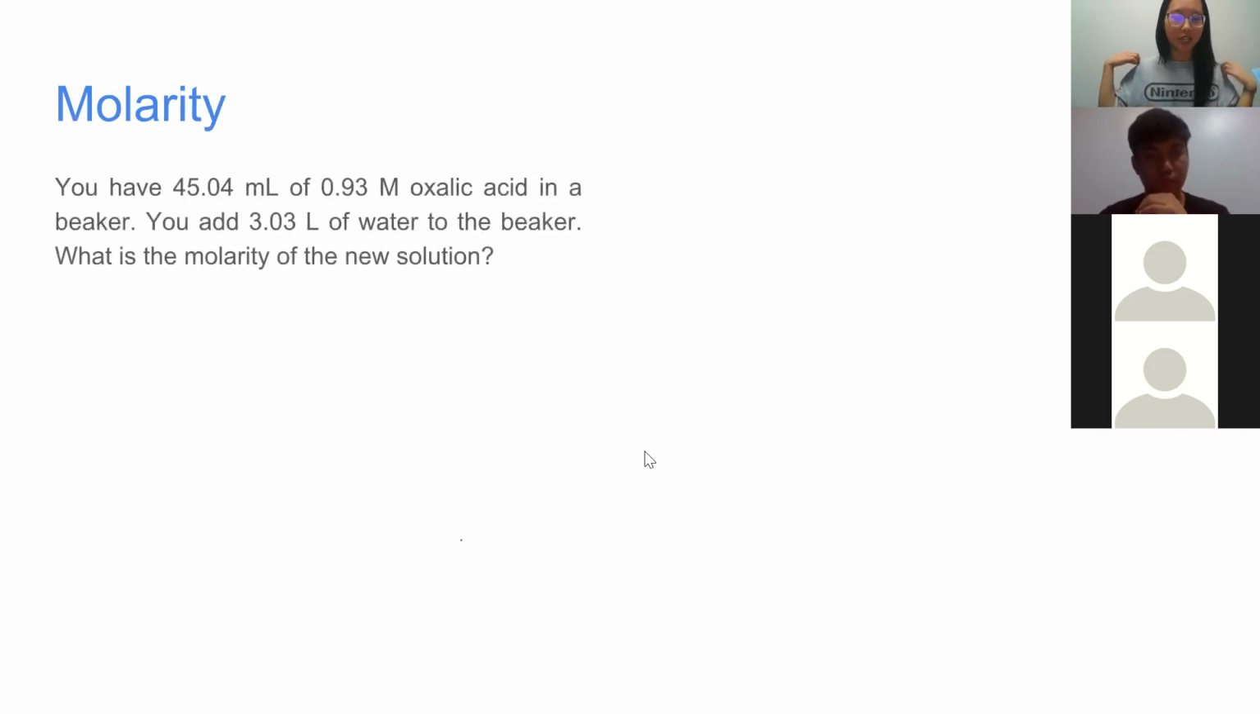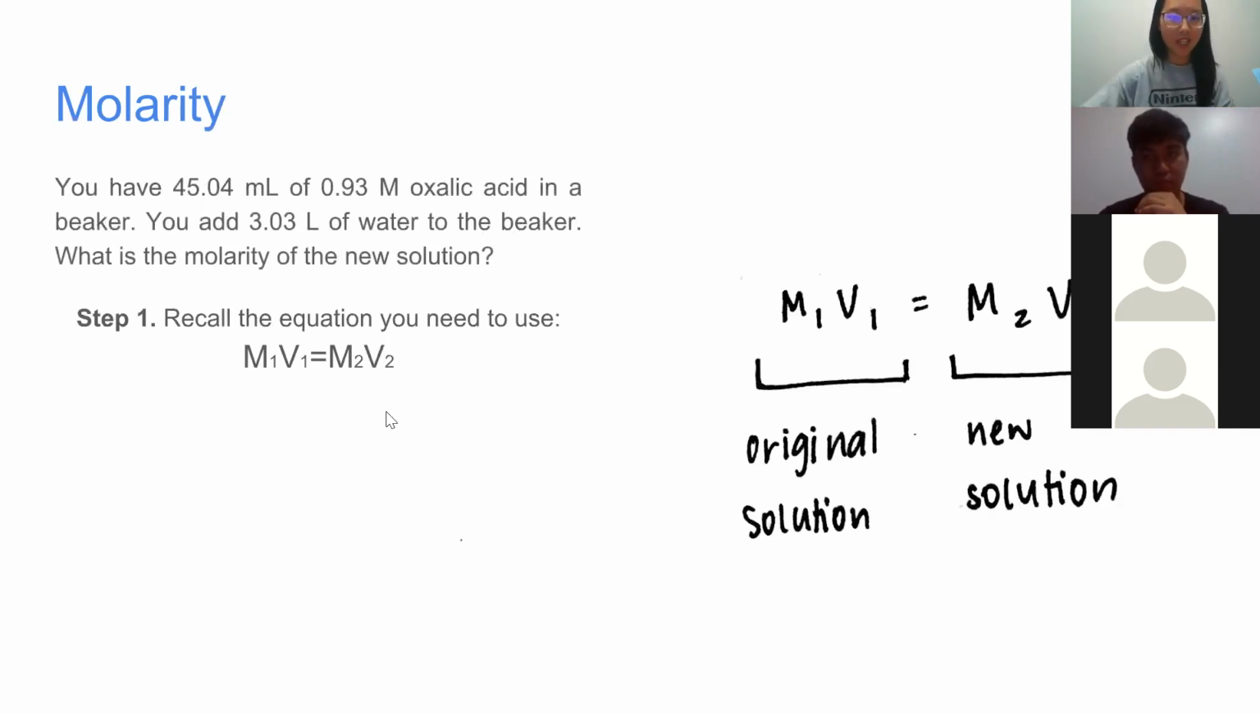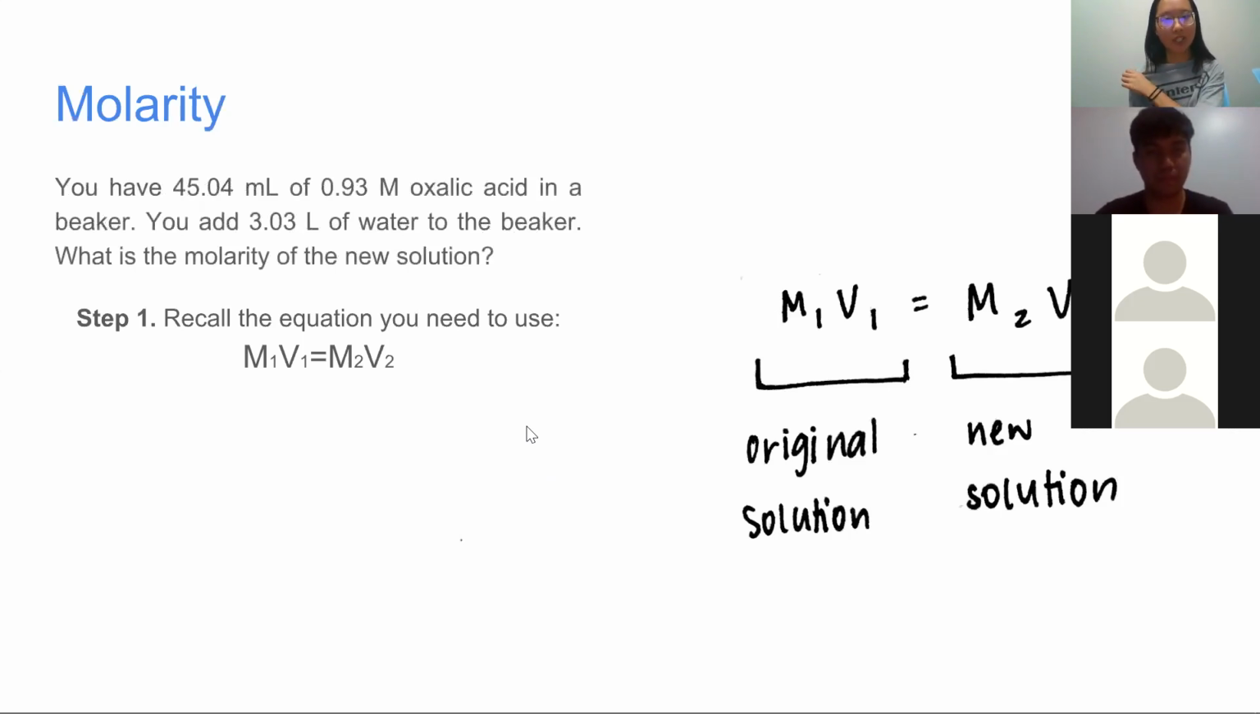Alrighty, so let's go ahead and figure out this problem. The first step is to recall the equation that you need to use. In this case, we're not going to use the molarity formula because we're trying to calculate a new molarity of a new solution. Therefore, we need to use the M1V1 equals M2V2 equation. M1V1 is your original solution, and M2V2 is your new solution. Once we know which formula to use, we need to identify the variables and then solve for the unknown.